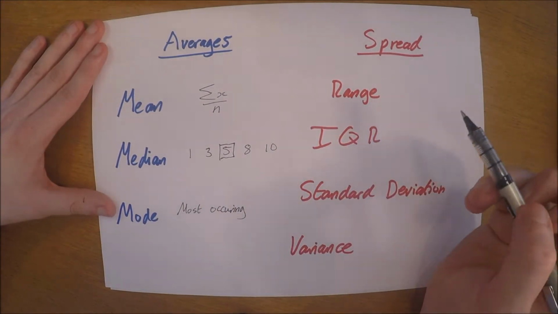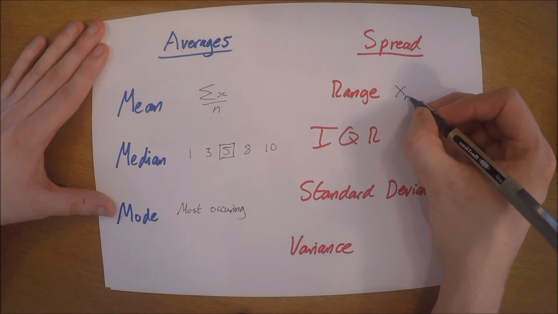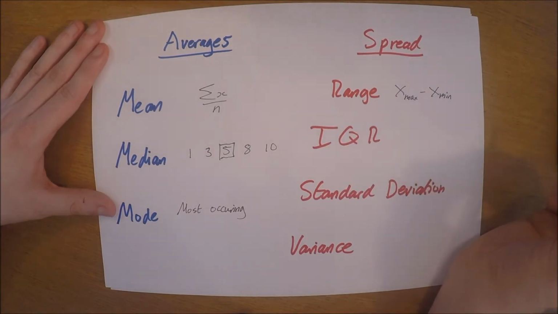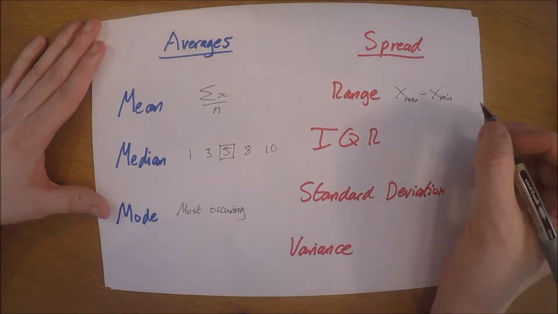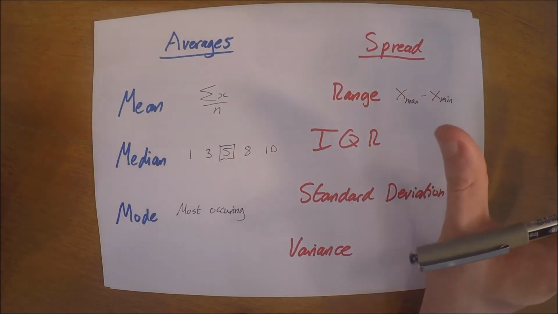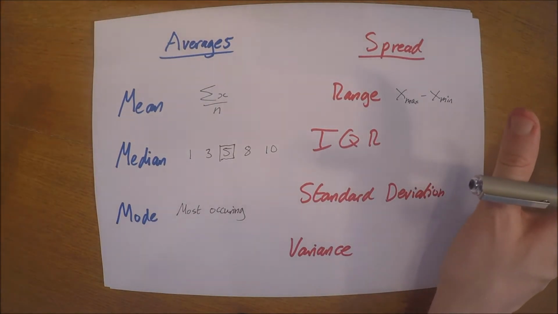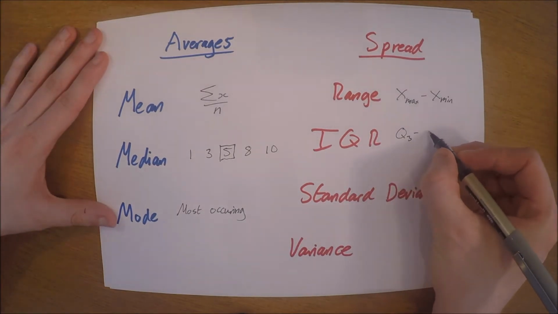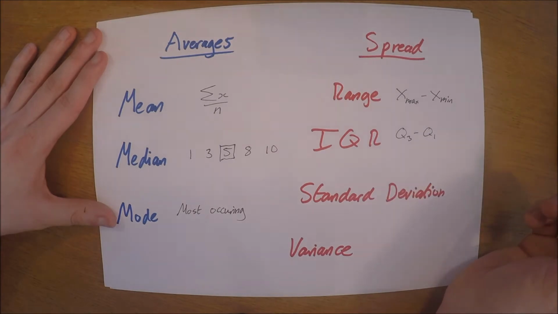For measures of spread, you've got the range. This is where you take the maximum value in your data set and you subtract the minimum value. The interquartile range is similar to the range, except it takes off the top 25% of the data and the bottom 25% of the data and works out the range in between. So this is often referred to as Q3 take away Q1, your quartiles.